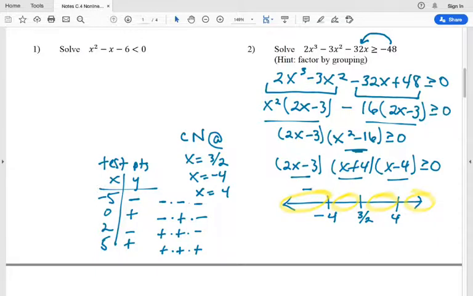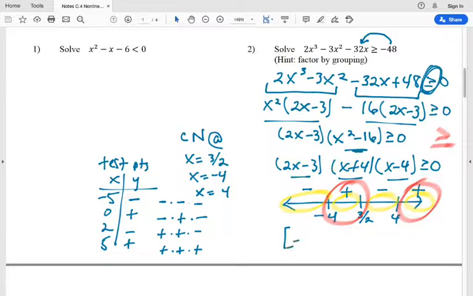So in this interval, it's negative, and then positive, negative, and positive. And we're looking for where this is greater than or equal to 0. So we're looking at, let me put a different color, this interval and this interval right here. Now this time it's a little different because we have the greater than or equal to symbol. So this time we're going to use brackets at those places.